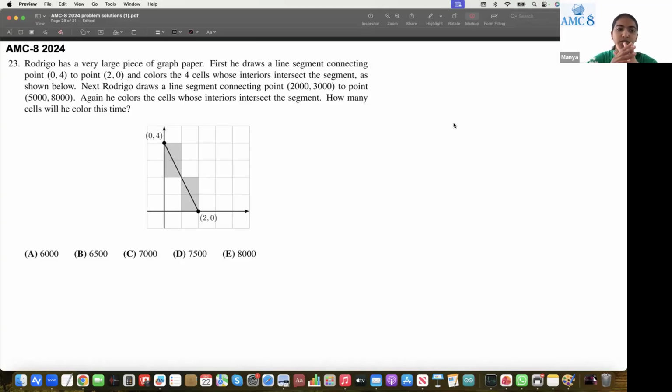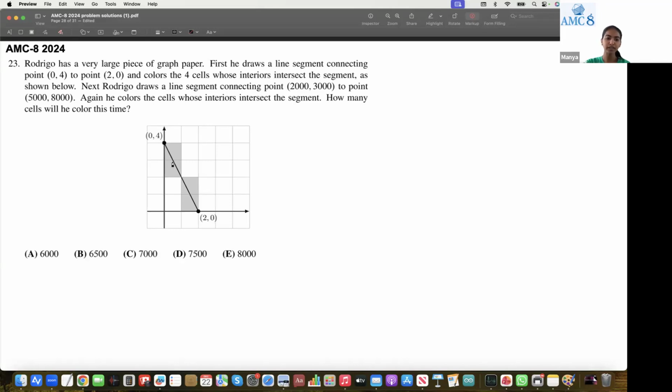Problem number 23. Rodrigo has a very large piece of graph paper. First, he draws a line segment connecting point 0, 4 and point 2, 0, and colors 4 cells whose interiors intersect the segment, as shown below. Next, Rodrigo draws a line segment connecting point 2,300 to point 5,800. He has a really large piece of graph paper. And again, he colors the cells whose interiors intersect the segment. How many cells will he color this time?